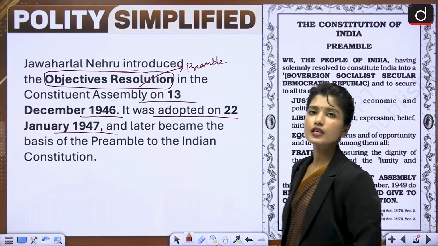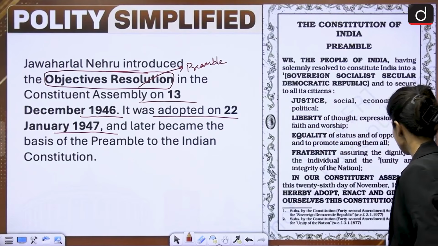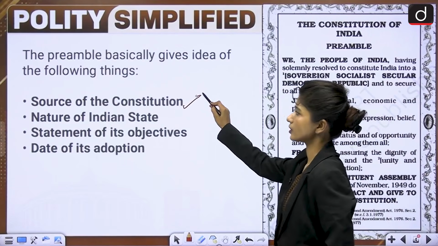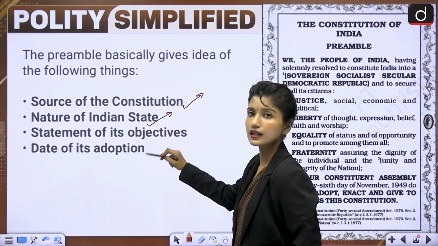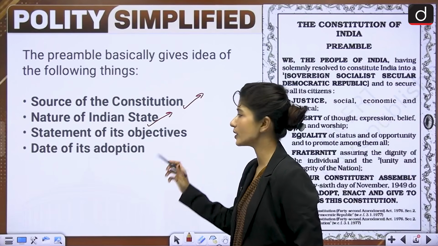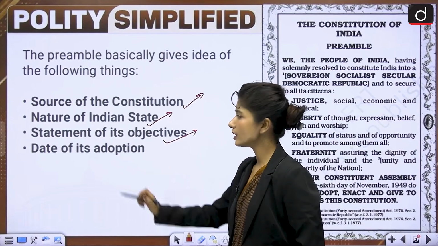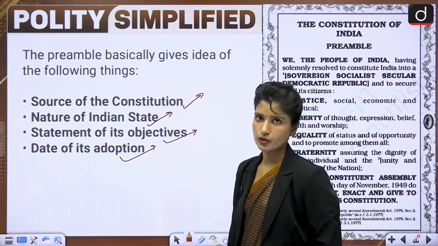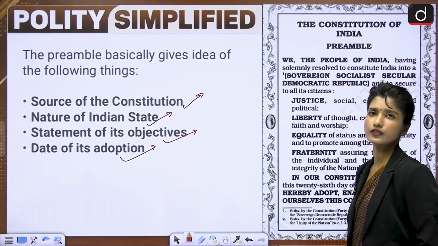Now the preamble gives us information about four different things. First, the source of the Constitution. Second, nature of Indian state. Third, the objectives or goals we are trying to achieve as a country. And fourth, the date of its adoption. The first is source of the Constitution.